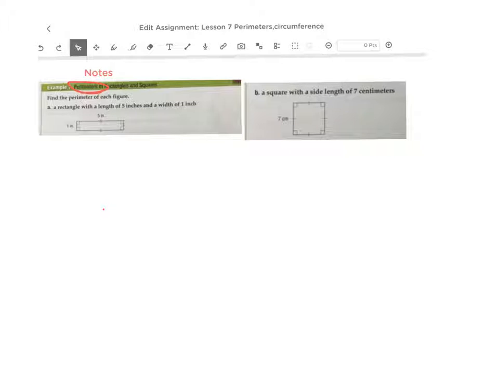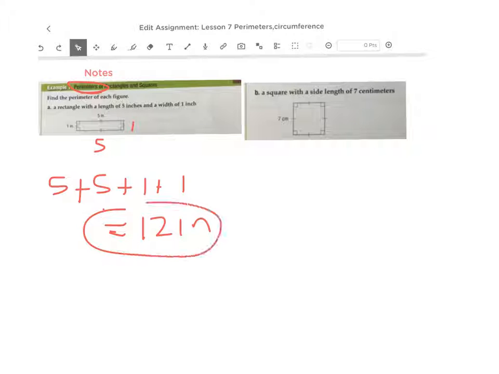So if we have a rectangle, I know this side's 5 because it tells me the other side's 5. And this side's 1, so if I add up 5 plus 1 plus 1, I will get 12. And that would be the perimeter because that's adding up all the sides.